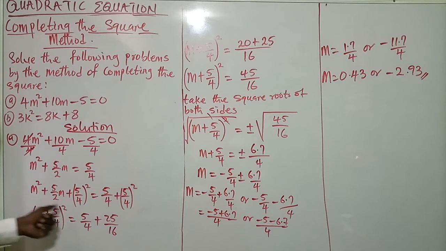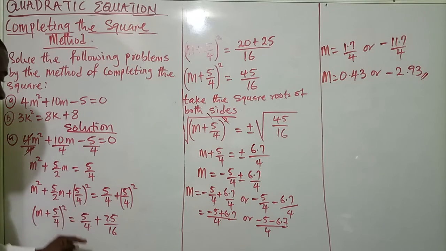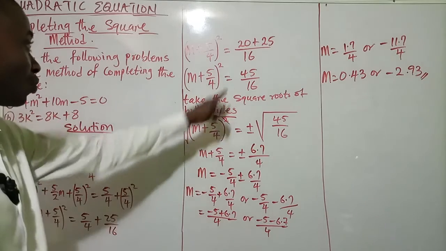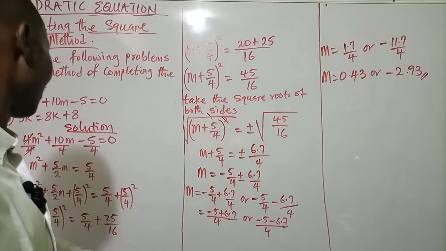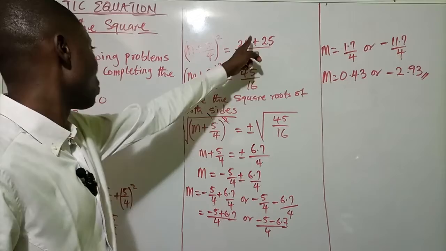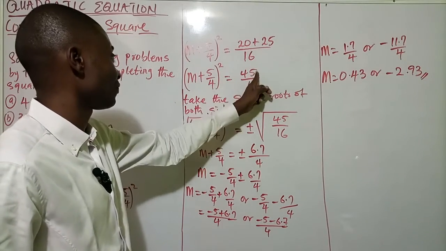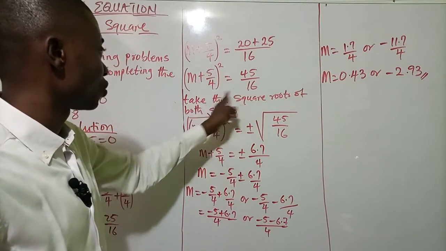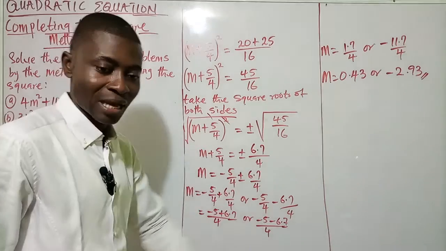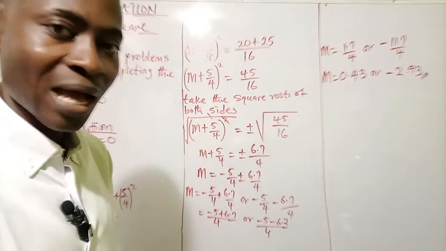We said that if we open this bracket, that means n plus 5 over 4. Open another bracket, n plus 5 over 4. If you open that bracket, you will get all this back. So we solve this now, and that is how we arrived at this. The LCM of 4 and 16 is 16. And then 16 divided by 4 is 4. 4 times 5 is 20. We have 25. 20 plus 25 is 45. You take the square root of both sides. And that is how we arrived at our answer. Not difficult at all.